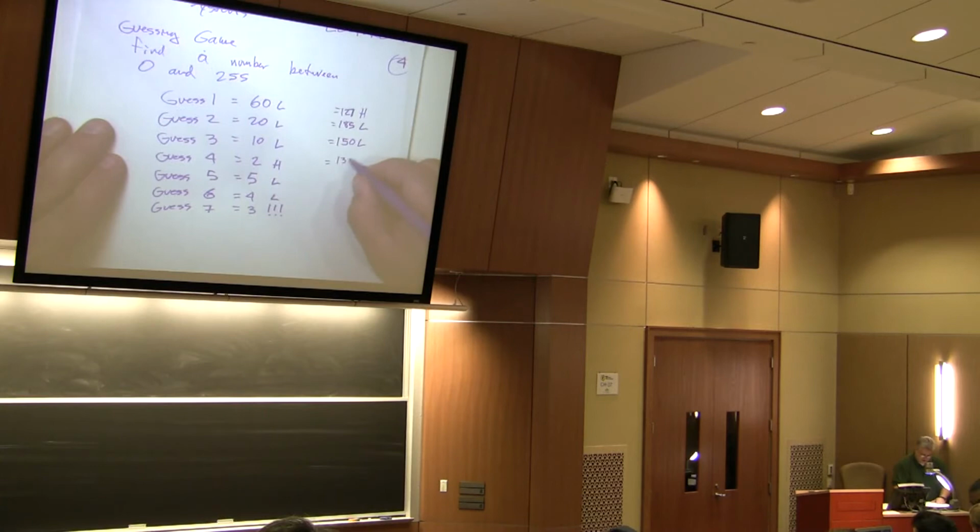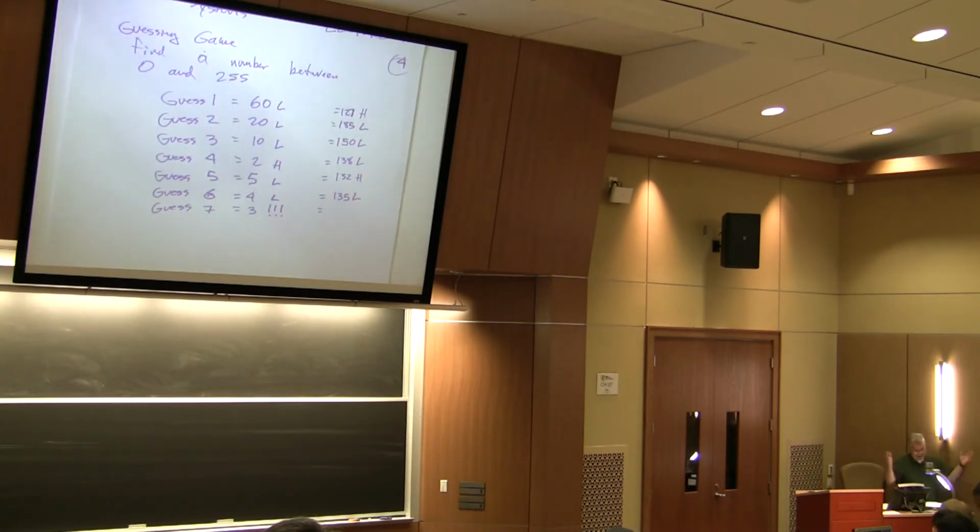138. It's lower. 132. It's higher. 125. It's lower. 133.9. Okay, now hold on. How many numbers could it be right now? 2. How many guesses do you have left? 2. Not bad. Your next one is 133. It is lower.